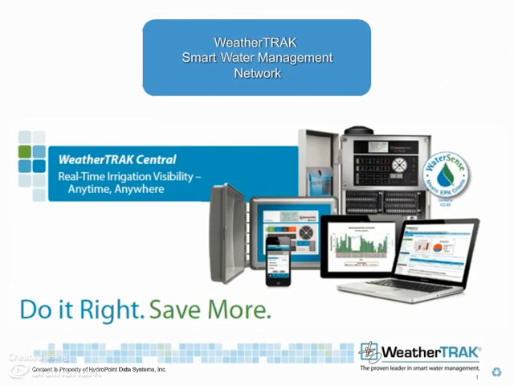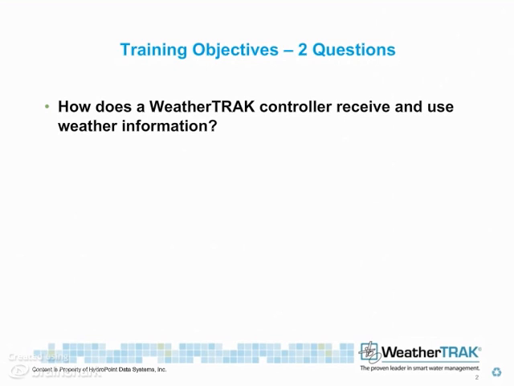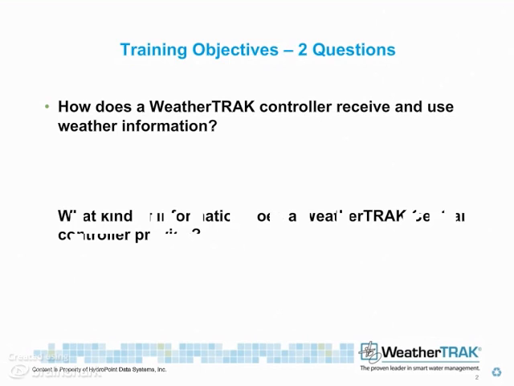Today we will be discussing how information moves through the WeatherTrack system. This demonstration will show how weather and usage information is exchanged across the WeatherTrack Smart Water Management Network by focusing on two questions. First, how does a WeatherTrack controller receive and use weather information? And second, what kind of information does a WeatherTrack central controller provide?